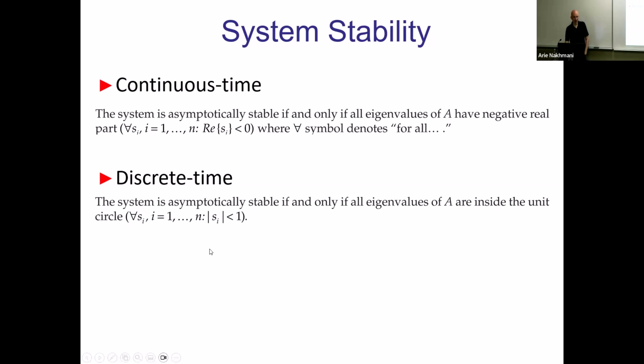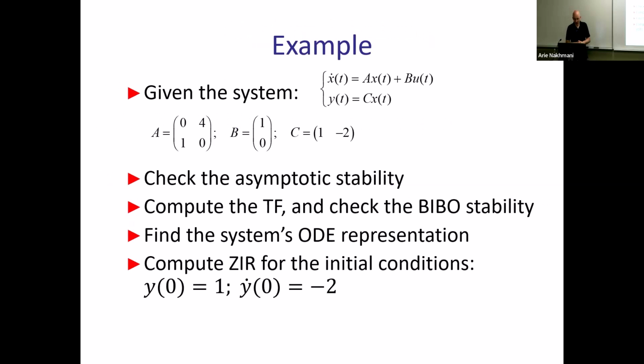Discrete time, same thing. If all of them are within the unit circle, which means the absolute value of the eigenvalue should be less than 1. That's what it means to be inside the unit circle. Okay, their magnitude is less than 1. Any questions on stability? It's pretty simple, straightforward, just copying the same thing. And now we can do an example.